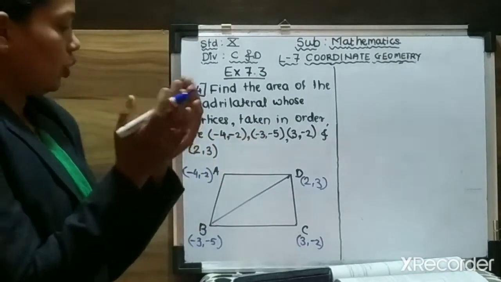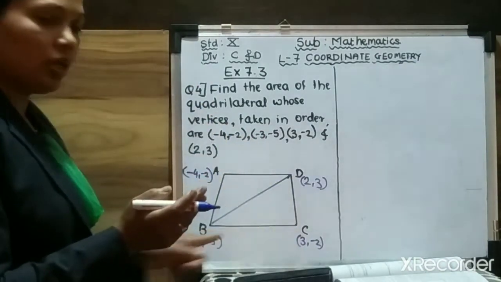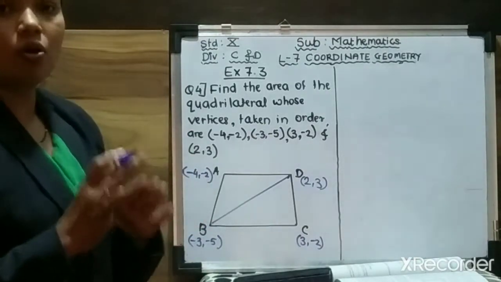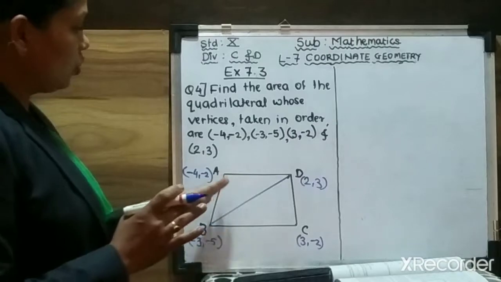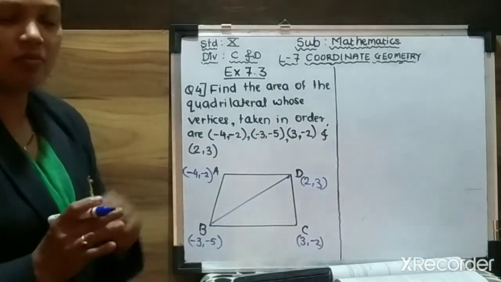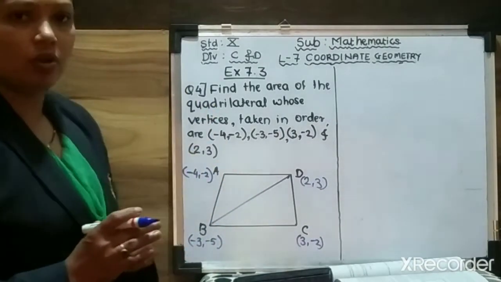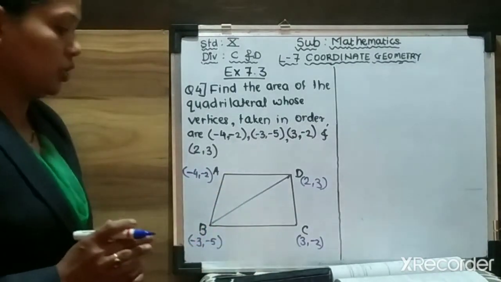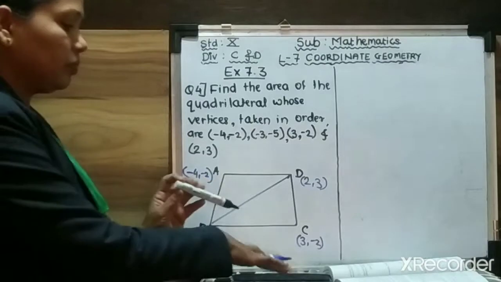Join them. If you join, you will automatically get the area of the quadrilateral. In this way, you are going to solve that sum, question number 4. Now I'll show question number 5. You write it down, question number 5. Copy it down.